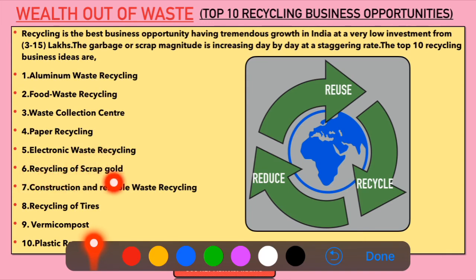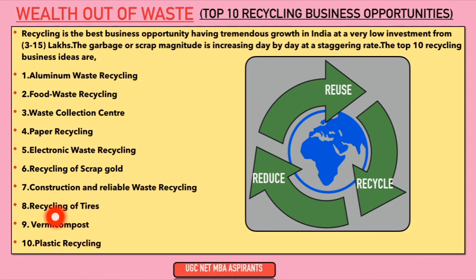Sixth one is recycling of scrap gold, importing the scrap gold from the local stores and then remelting and reshaping it into a useful material. Seventh is construction and demolition waste recycling, where the solid waste is recycled and made into bricks and used for construction purposes again. Eighth is the recycling of tires, where the scrap rubbers are made and it is useful for construction sites. Ninth is vermicompost, where we make use of fertilizers, which doubles the profit. 10th is plastic recycling, where we recycle the plastic and get a reasonable profit.